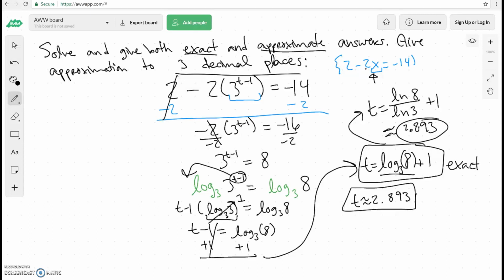So I want the exact answer, and I also want the approximation. So be very careful when we do these types of problems. Okay?